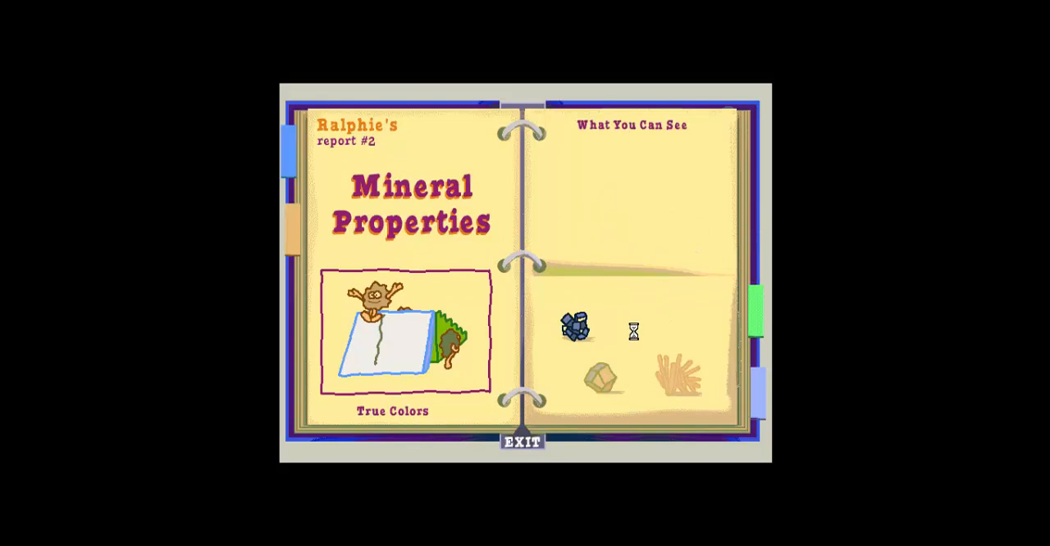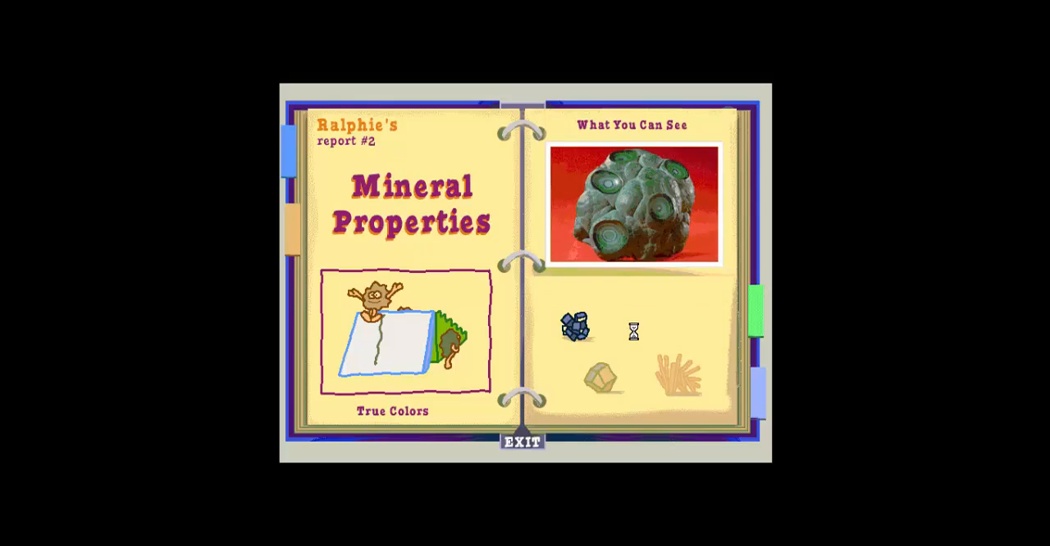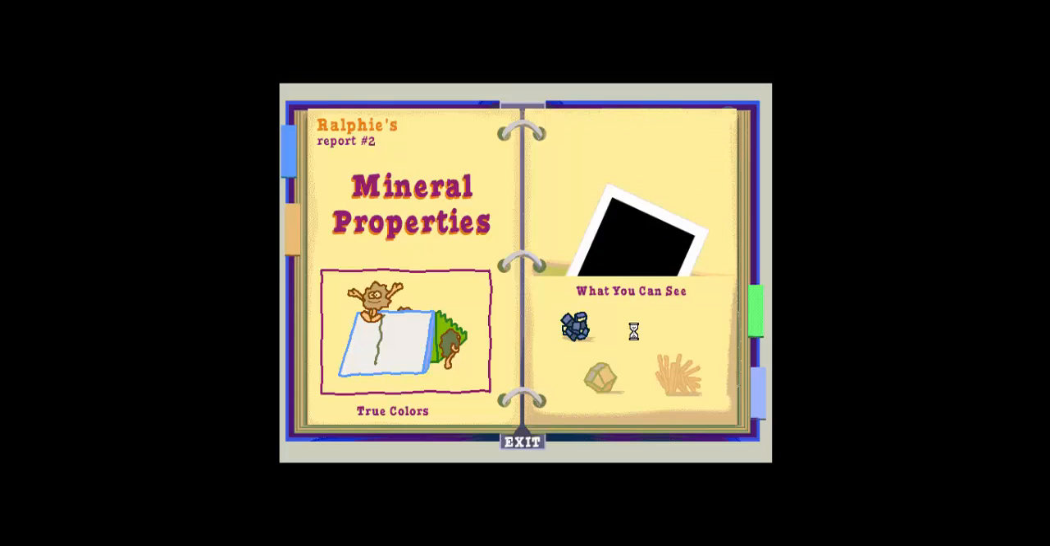What you can see. Every mineral has special properties. These are clues we use to identify it. Some properties are things like a crystal shape. Another property is color. Some minerals, like malachite, are always one color, but many minerals can fool us by appearing in many different colors. And another property is luster, which is the way minerals reflect light. Pyrite, or fool's gold, always looks shiny like a mirror, while quartz always looks glassy.